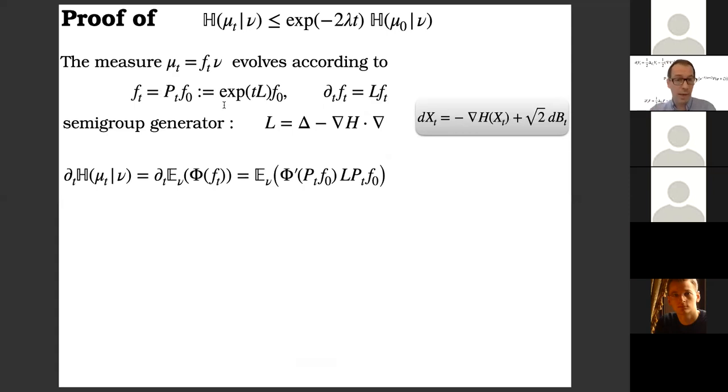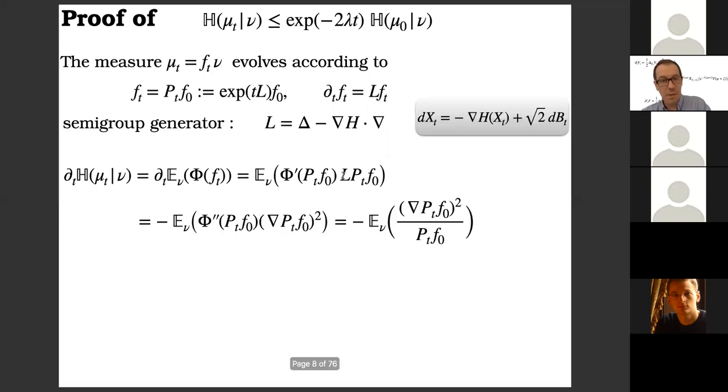And what we have to do now is take the derivative of the entropy and see how the Log-Sobolev inequality is going to be helpful. So taking the derivative of the entropy boils down first to derive phi, and we see that now f_t evolves according to the generator. So we just need to do some integration by parts, and I don't want to detail the computation, they are fairly standard.